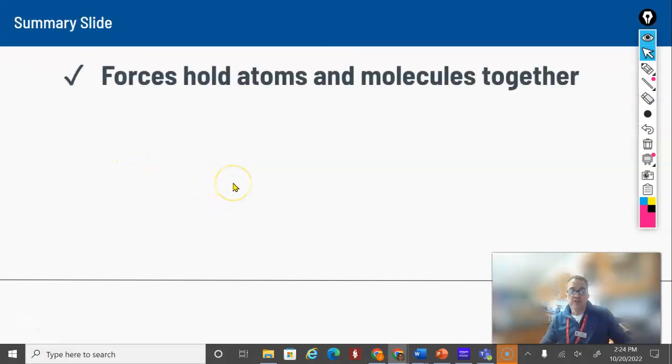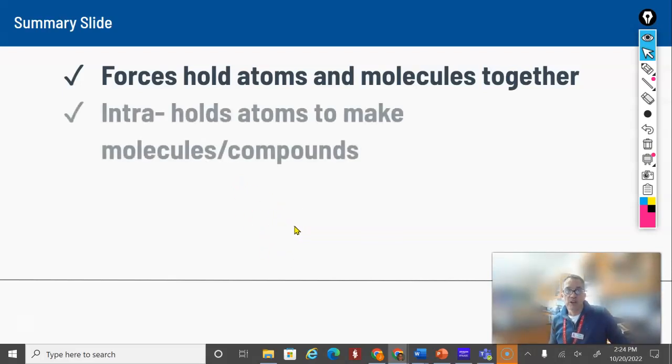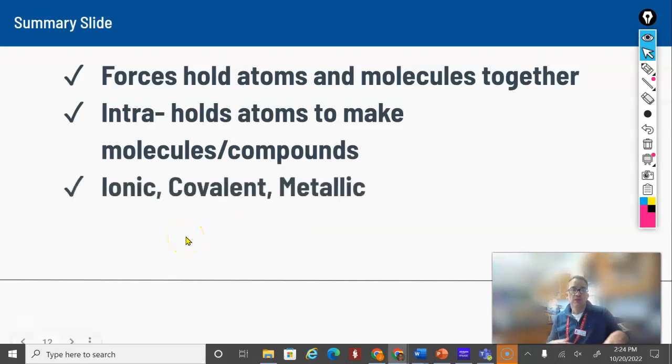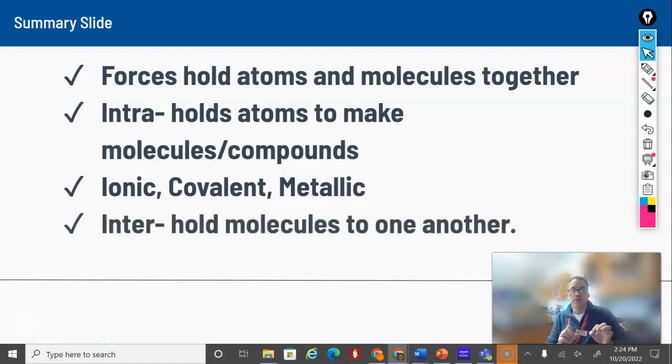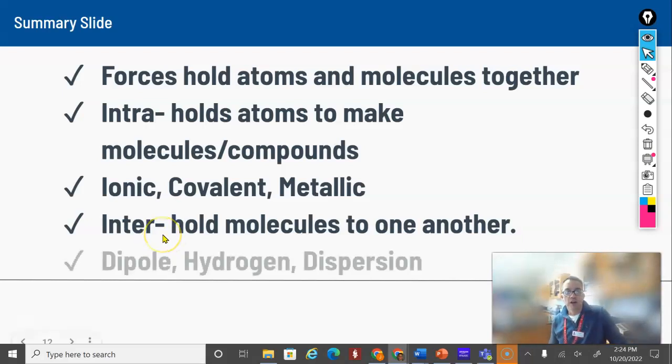So that's basically it. Lots of vocabulary to keep straight. But in summary, forces, these are things that hold the atoms and molecules together. They can be intramolecular, and that's what's going to hold an atom to another atom. That's what's going to make our molecules and compounds. This would be ionic, covalent, and metallic. Or they can be intermolecular, which is going to be between two separate molecules and being able to try to hold those molecules together. Those can be our dipoles, our hydrogen, and our dispersion.